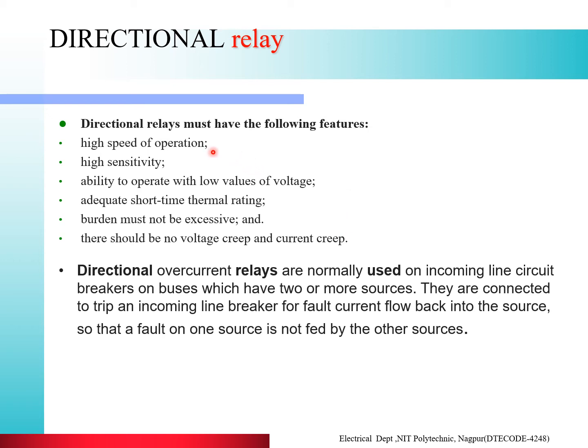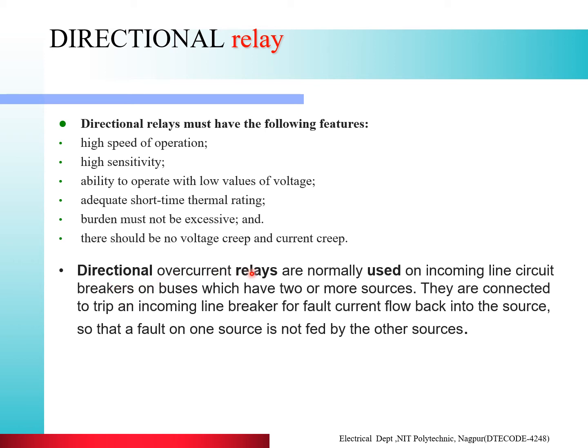So the features the directional relay should have are that its speed of operation should be high, it should have high sensitivity, ability to operate with lower values of voltage, as well as adequate short time thermal rating. Burden must not be excessive, that is called the VI burden, as we have studied in the measurement. There should be no voltage creep and current creep. No voltage creep or current creep means even though there is no current in the circuit, that disc will not rotate, that is called creep.